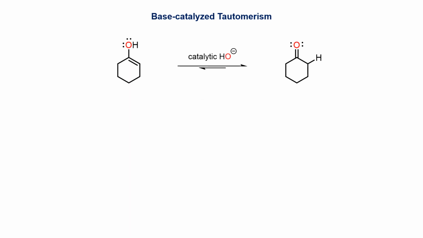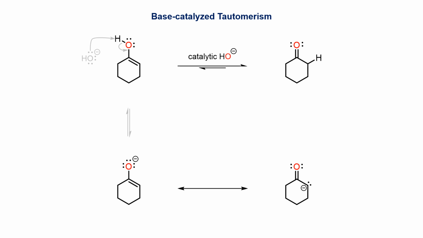At high pH, for example in the presence of hydroxide, the enol and ketone interconvert to give an equilibrium mixture in which the ketone is again favored. The mechanism begins with hydroxide deprotonating the alcohol group to give the conjugate base.